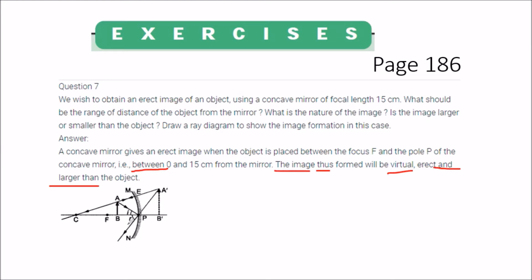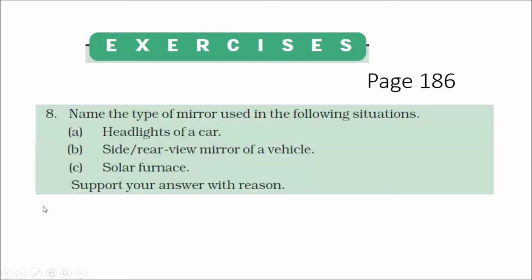And this is the diagram where the object is between P, which is pole, and F. As per our discussion this was our case 1, but as per your textbook, it is case 6 of your ray diagram. This was question 7. Let's go to question 8. Question 8 is basically a theoretical question. It says which type of mirror is used in the following situation.